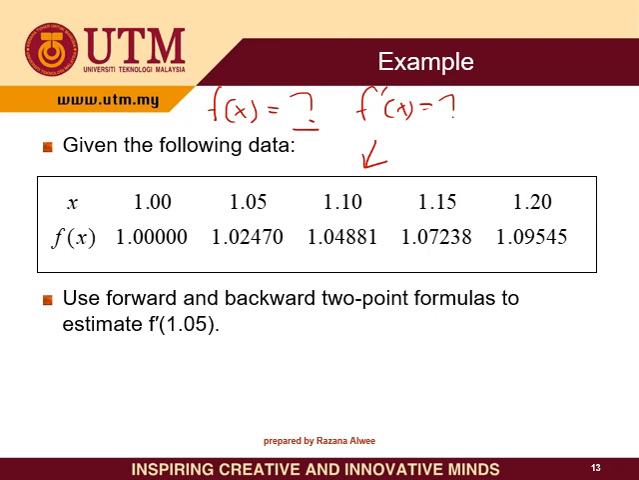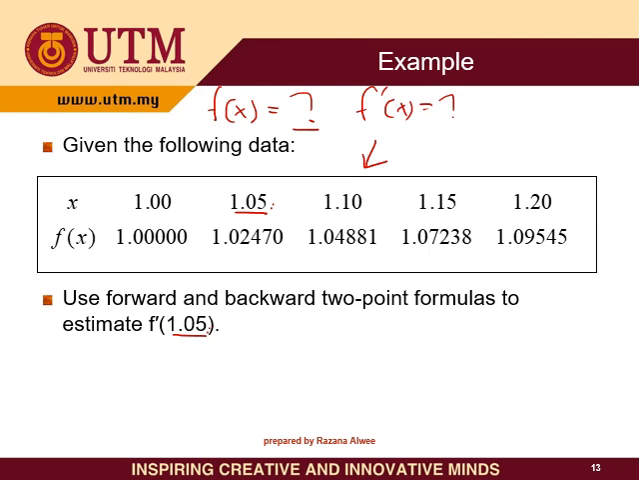So in this question, we want to find the first derivative at this point, 1.05. First derivative 1.05. As you can see, the point here must be in the table. If it is not in the table, we cannot find it. This is not like the last chapter. For this chapter, when you want to find the derivative, the point must be available in the table.